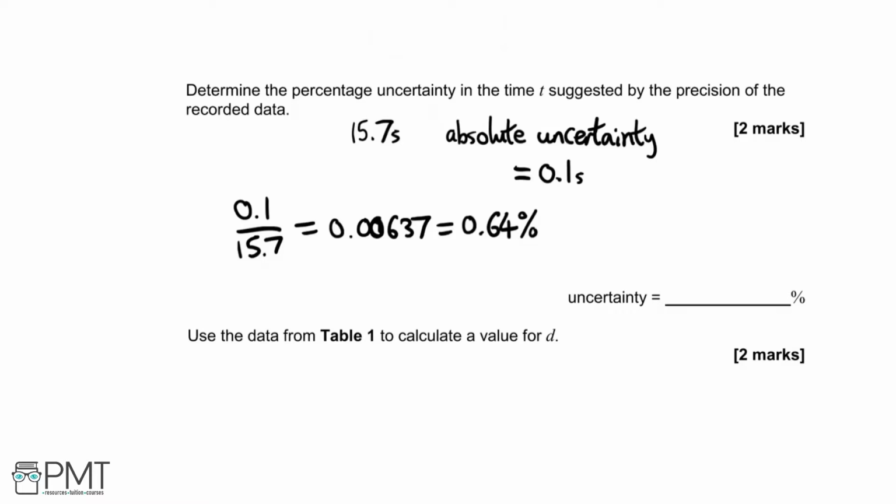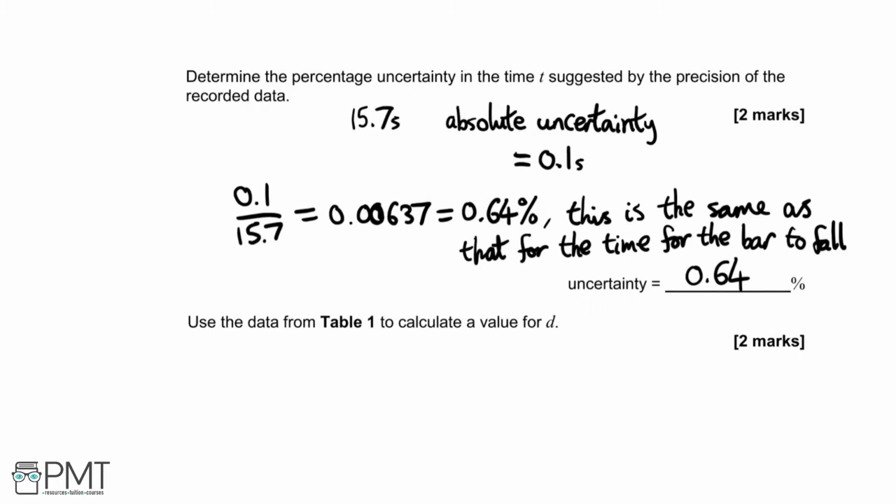That will actually be the same as the percentage uncertainty in the time taken for the bar to fall, because the percentage uncertainty in a quarter oscillation is the same as the percentage uncertainty in a full oscillation. The absolute uncertainties are different, but the percentage uncertainty scales up, so we use the same value here. It's worth just including a note that that is the percentage uncertainty in the time taken to fall. For this question, you get 1 mark for correctly identifying that it's 0.64%, and then a second mark for saying that it's the same percentage uncertainty as that's for the time taken for a quarter oscillation or for the bar to fall.